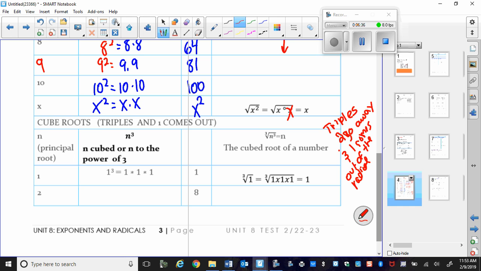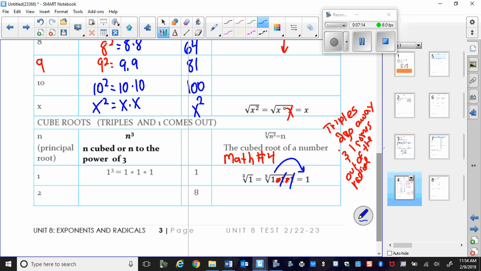So let's look at what that looks like. One is my principal root. I cube 1, and I have 1 times 1 times 1. My product is 1. Now, if I'm taking the cube root, I can recognize it by the cube out front. You can also go to math, number 4, in your calculator. So the cube root of 1 is like saying the cube root of 1 times 1 times 1. Now, what did I say? Two 1s go away, and the other one comes out. So you're just going to have that one principal root left.